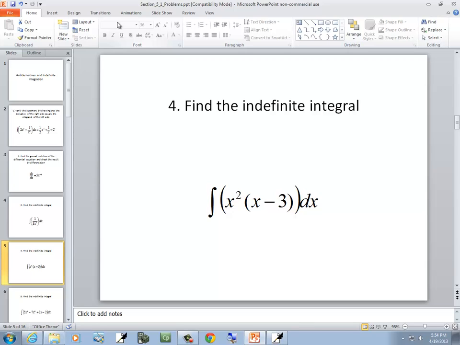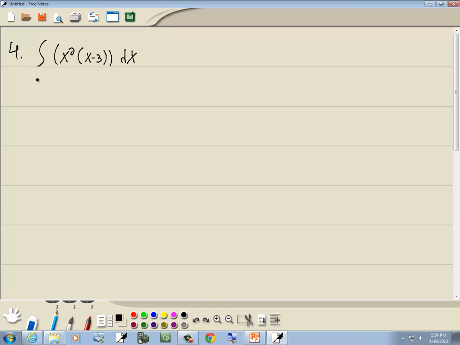Now, we've only looked at a couple of them, where you have x to a power and a number. So we want to get it in this form. And what we can do here is we can multiply the x squared through. X squared times x is x to the third. X squared times negative 3 is negative 3x squared dx. Now remember when we were taking the derivative and we had separate terms, you would take the derivative of each term separately. Well, the same thing here. If we're taking the integral and you got separate terms, you can take the integral of each one separately.